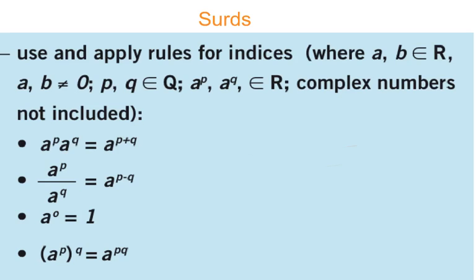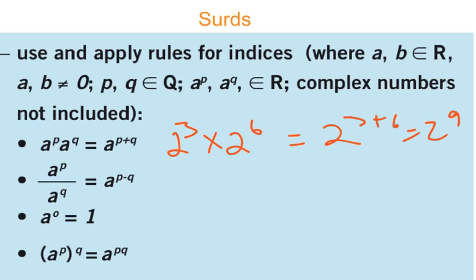So if we look at something like a to the power of P multiplied by a to the power of q, we're talking about something along the lines of 2 to the power of 3 multiplied by 2 to the power of 6. So you notice that the base is the same, the 2 is the same as the 2, but the powers are different. That's going to give me 2 to the power of 3 plus 6, which is equal to 2 to the power of 9. All right?